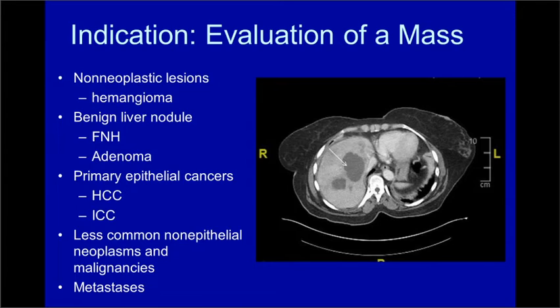The primary indication for liver fine needle aspiration is to evaluate a mass. As we see here, here's a CT scan showing a large irregular mass in the right lobe of the liver. Typically, the liver can also be home to cystic lesions, but I'm going to focus mostly on solid lesions. There's a large number of entities that can occur, ranging from non-neoplastic or benign neoplasms such as hemangioma to benign liver nodules, primary epithelial cancers, and less common non-epithelial neoplasms and malignancies, for example, epithelioid hemangioendothelioma or angiosarcoma. And then the liver is more commonly the site of metastatic disease than of primary cancers.